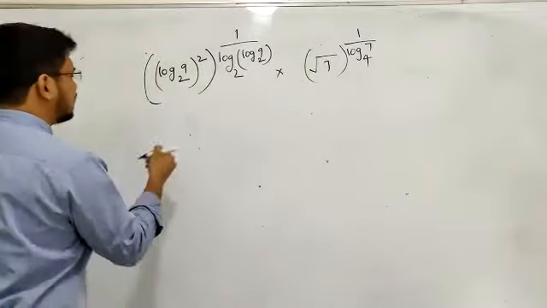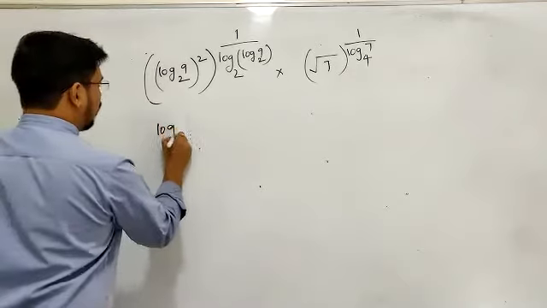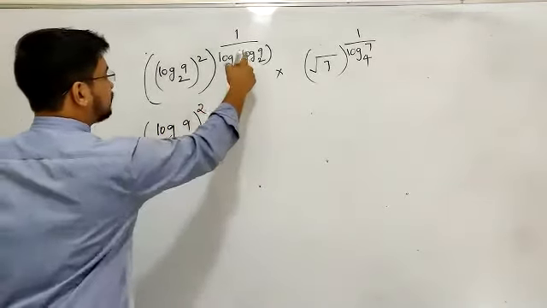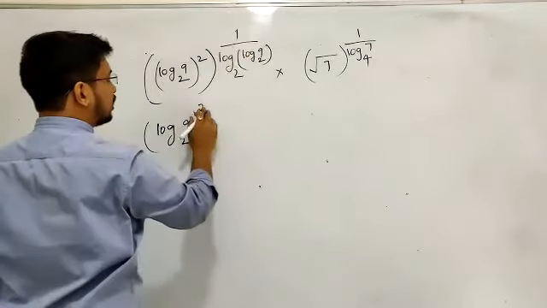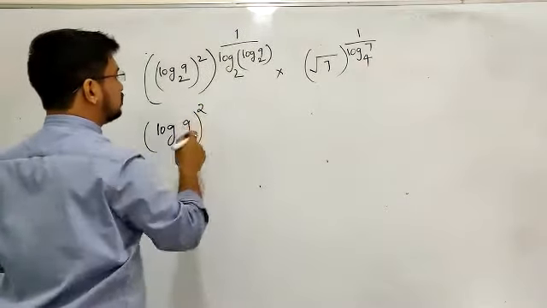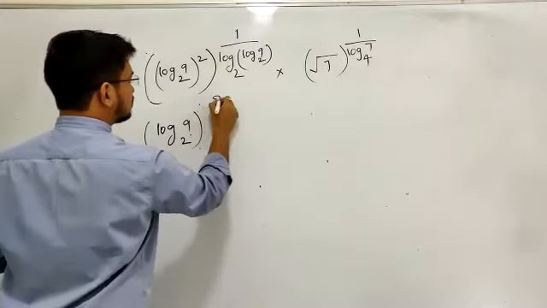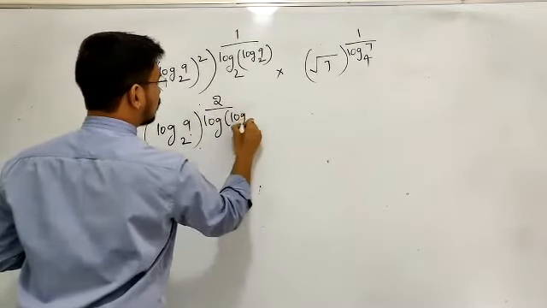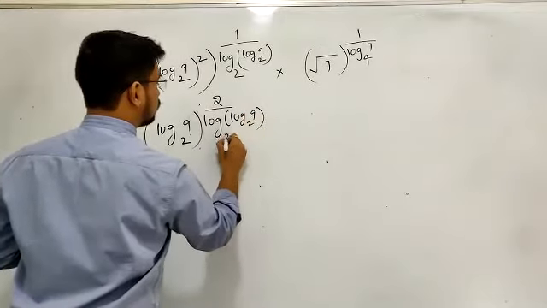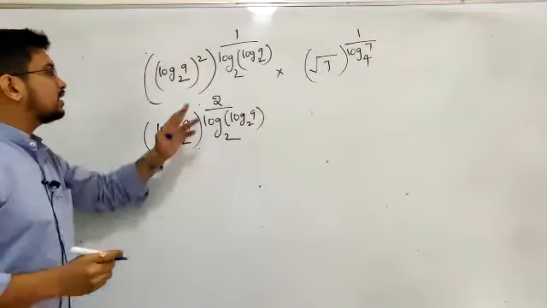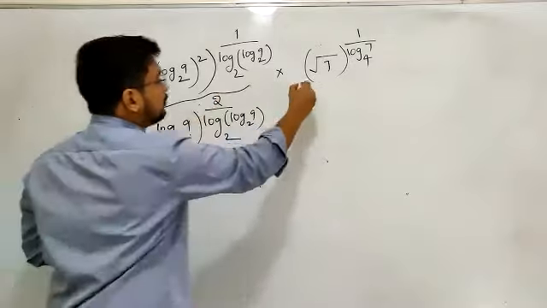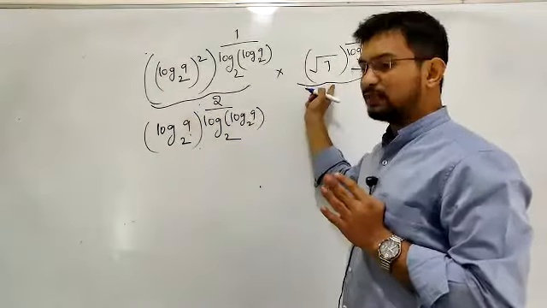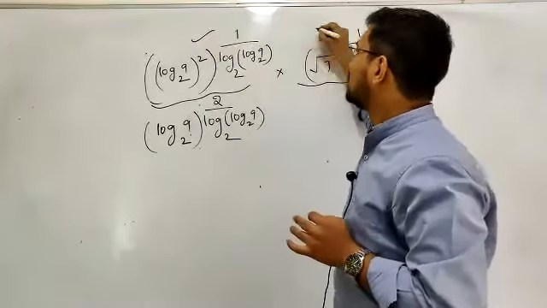Very simple. You see, observe. Log 9 to the base 2 whole square, and whatever this 2 is there, I'll write it as 2 by log of log 9 to the base 2 to the base 2. Actually, there is no connection between this part and this part. This is a different problem. This is a different problem.